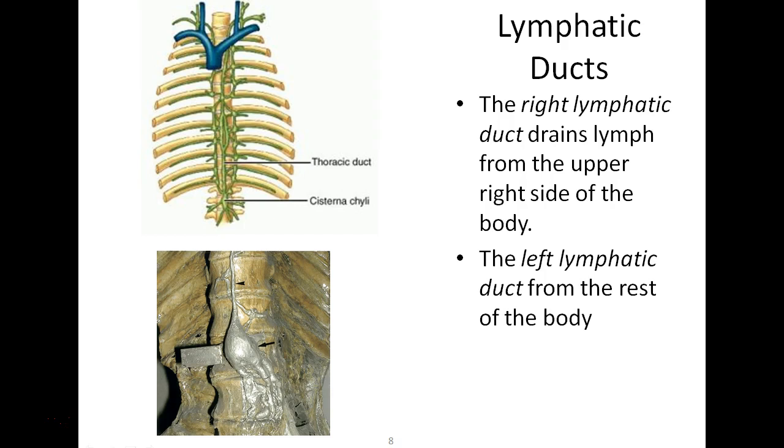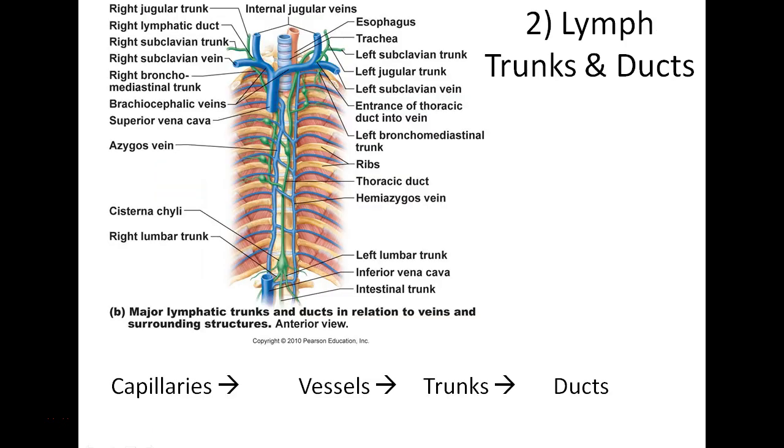Perhaps we can see that, well, let's go back to the other one to get a good view of this, that our right lymphatic duct is going to drain into the junction of the right subclavian vein and right jugular vein, whereas the thoracic trunk is going to flow into the confluence of the left subclavian vein and left jugular vein.